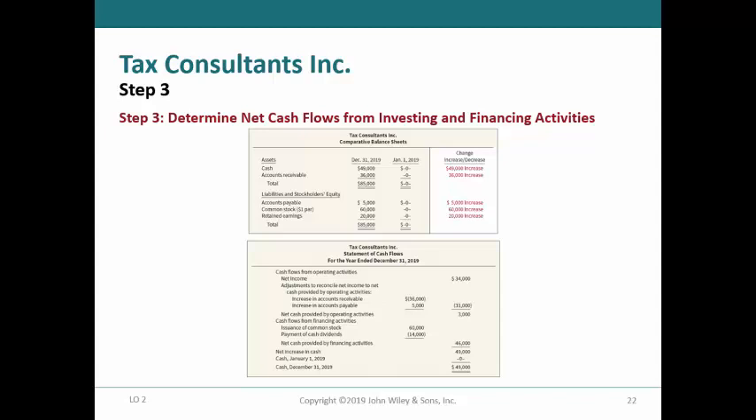There was cash provided by the sale of the common stock of $60,000, and there was cash used for the dividends of $14,000. The net amount of cash provided by financing activities was $46,000. We add this to the net cash provided by operating activities of $3,000 to get the net increase in cash of $49,000. Since there was no beginning balance in cash on January 1st, 2019, the ending cash balance as of December 31st, 2019 was $49,000. This amount reconciles to the ending cash balance on the balance sheet.